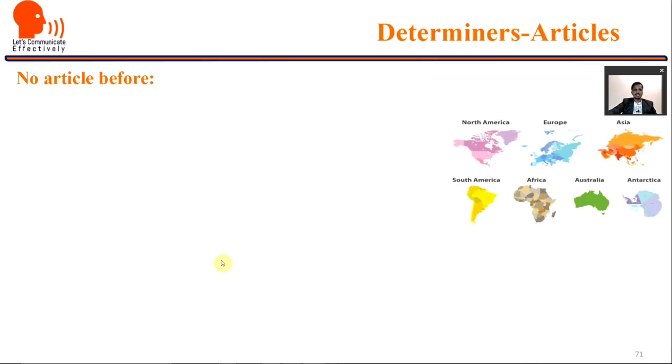Now there are again certain exceptions, certain nouns in front of which we are not supposed to use any article, neither definite nor indefinite.